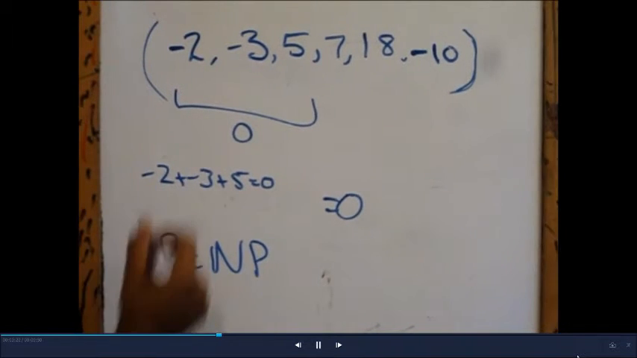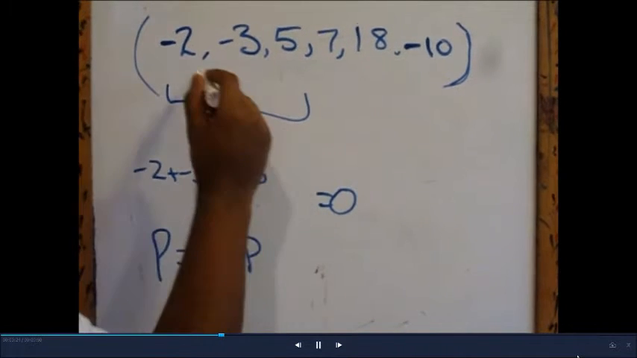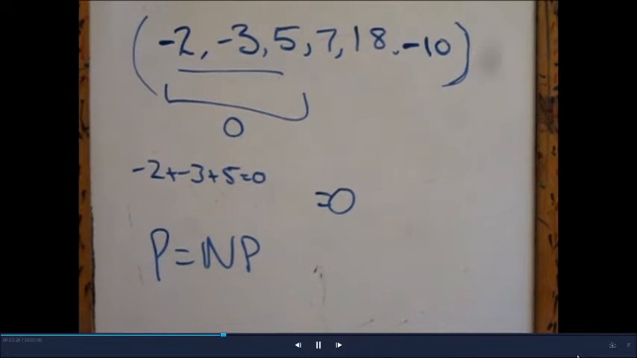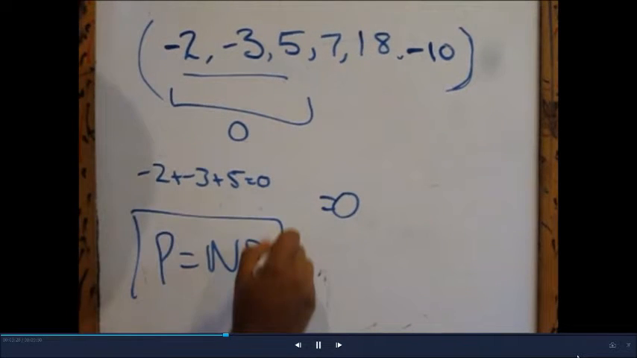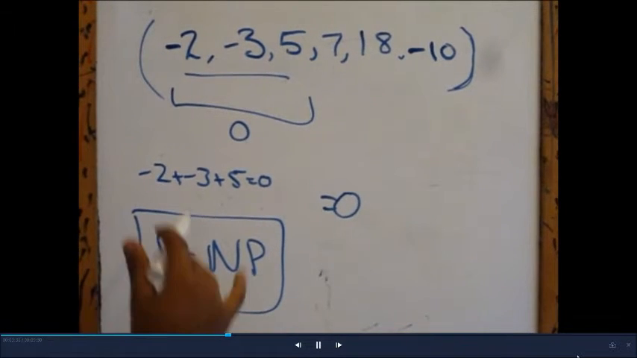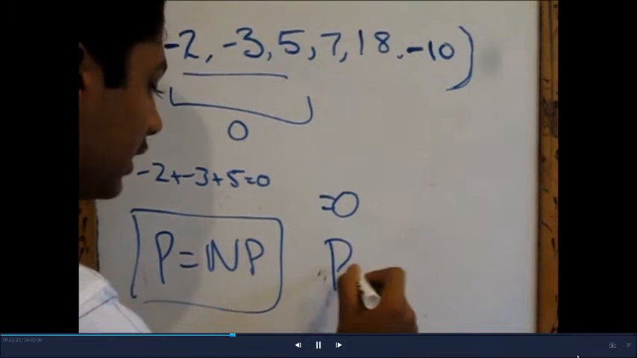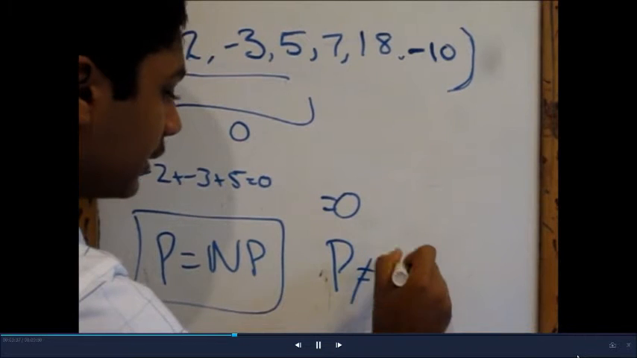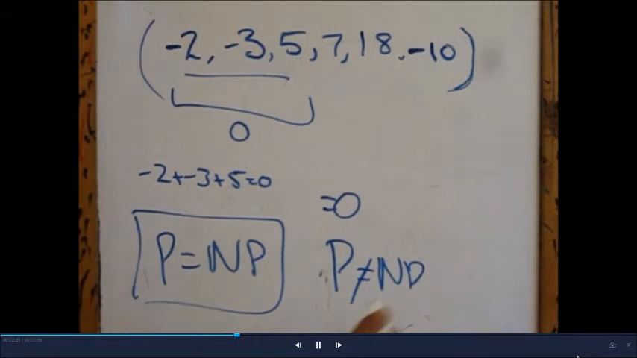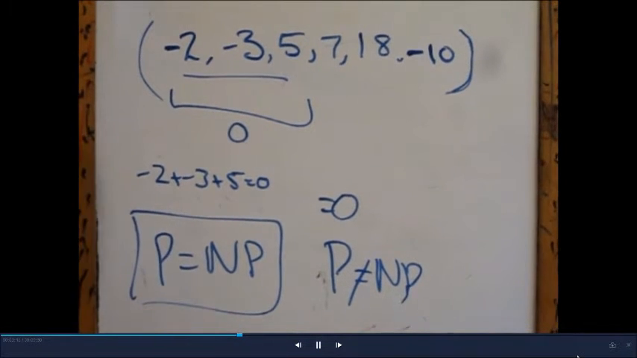So say we did find an algorithm that figures out that these 3 numbers are equal to 0, then we would know that P is equal to NP. But if no algorithm is ever found, then it's obvious that P is not equal to NP. Let's do one more problem for those of you that might be a little slow.